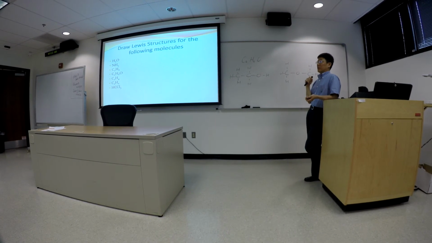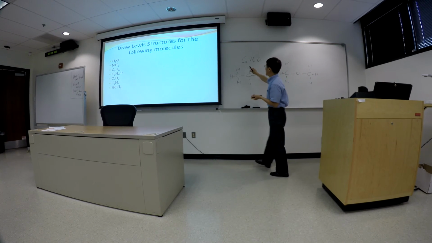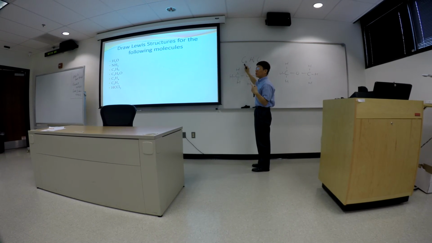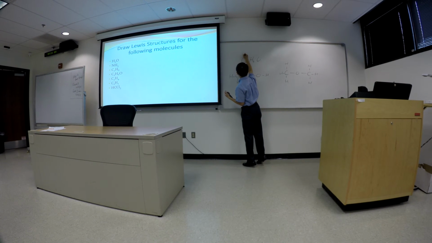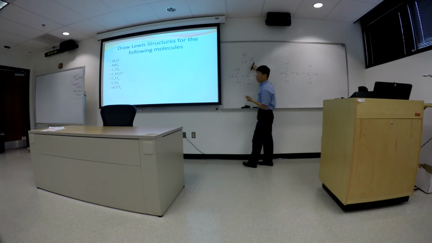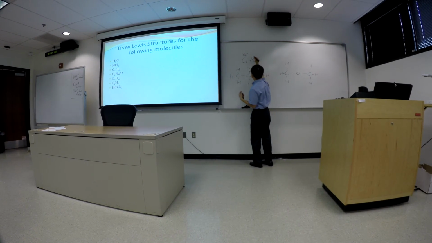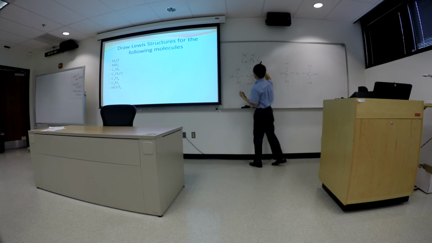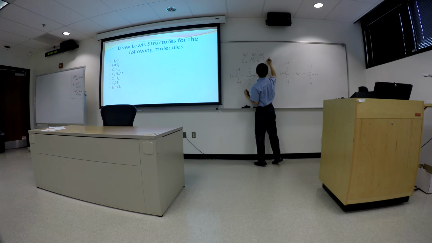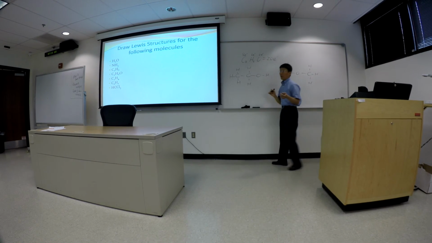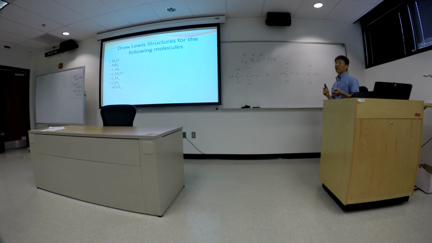Now the next step in the guideline on the previous slide says you have to determine the total number of valence electrons. Here, carbon is group 4A: 4 times 2, we got 8 electrons. Hydrogen, group 1A, 6 electrons. Oxygen, group 6A, 6 electrons. So we have 20 electrons. Total number of valence electrons, we have 20.